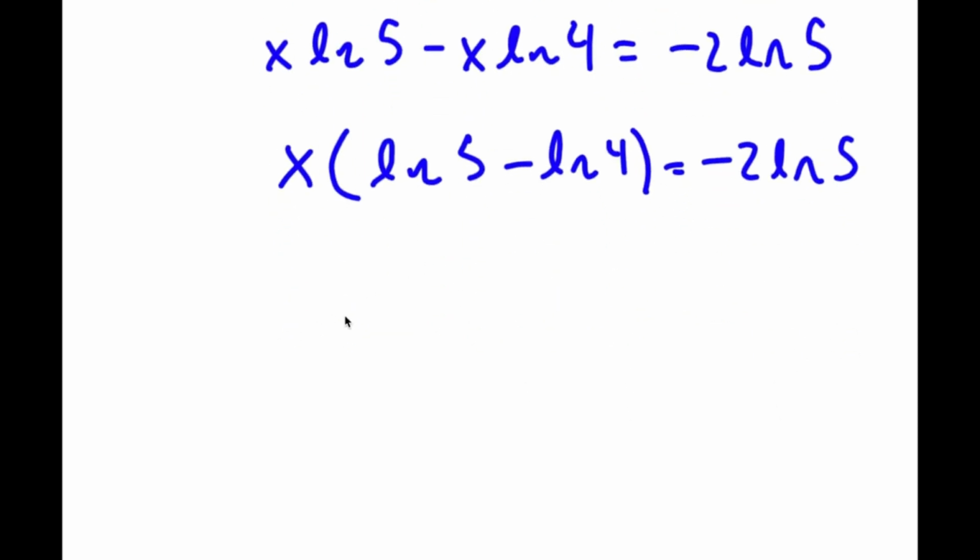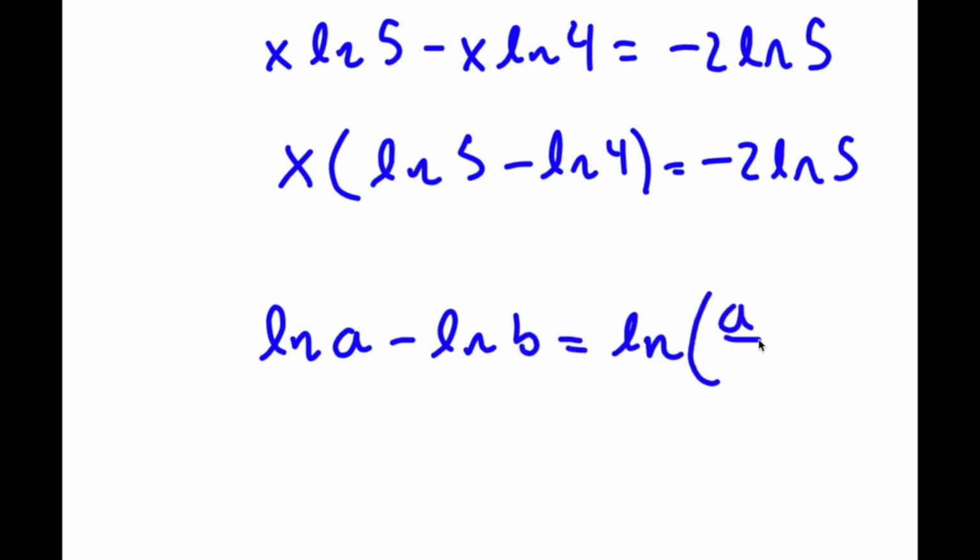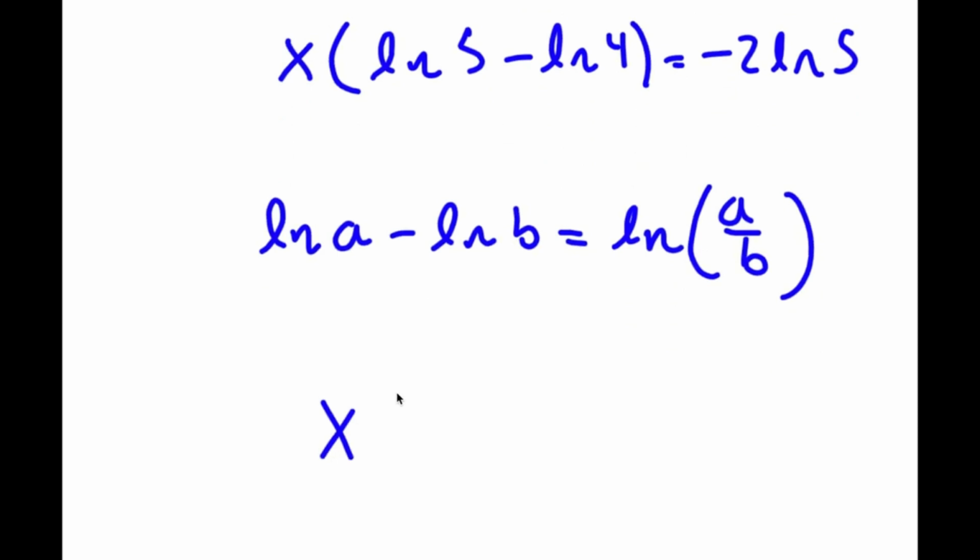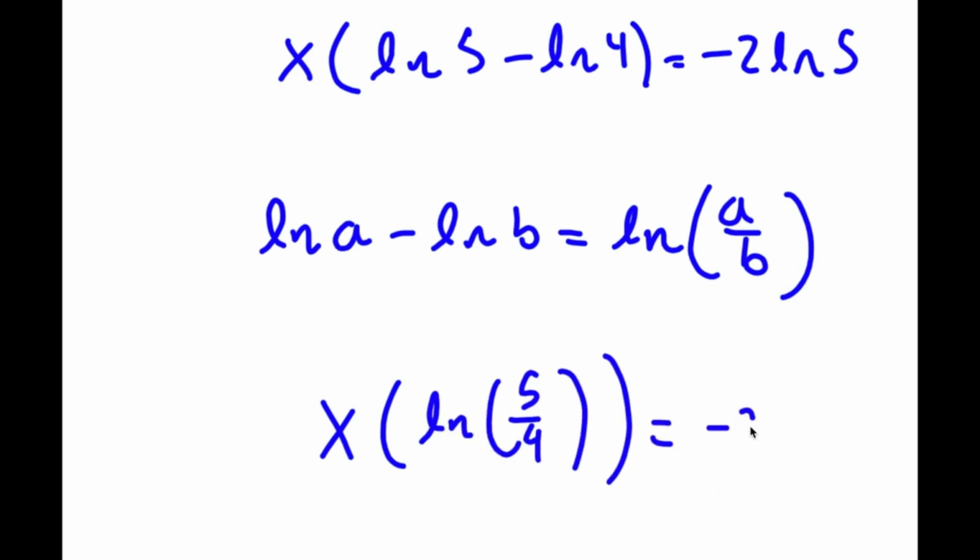Now, if I have something in the form ln a minus ln b, this is the same thing as ln a over b. So ln 5 minus ln 4, I can rewrite that as ln 5 over 4, which is equal to negative 2 times ln 5.